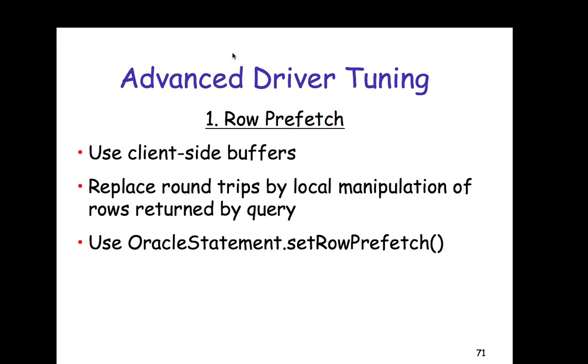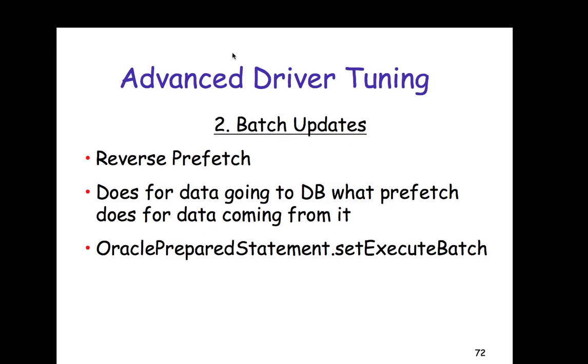I like to just search on JDBC, and you'll see a bunch of tools, a bunch of APIs out there to optimize the environment. Because you could create a JDBC application very slowly, very inefficiently, quite easily. It's not too hard to do a bad job with it, is what I'm saying, without thinking about it. In terms of advanced driver tuning, if you wanted to get into a specialized driver, it uses client-side buffering, replaces round trips, local manipulations, uses Oracle statement.setRowPrefetch, uses more of the built-in Oracle features. Batch updates, row prefetching.